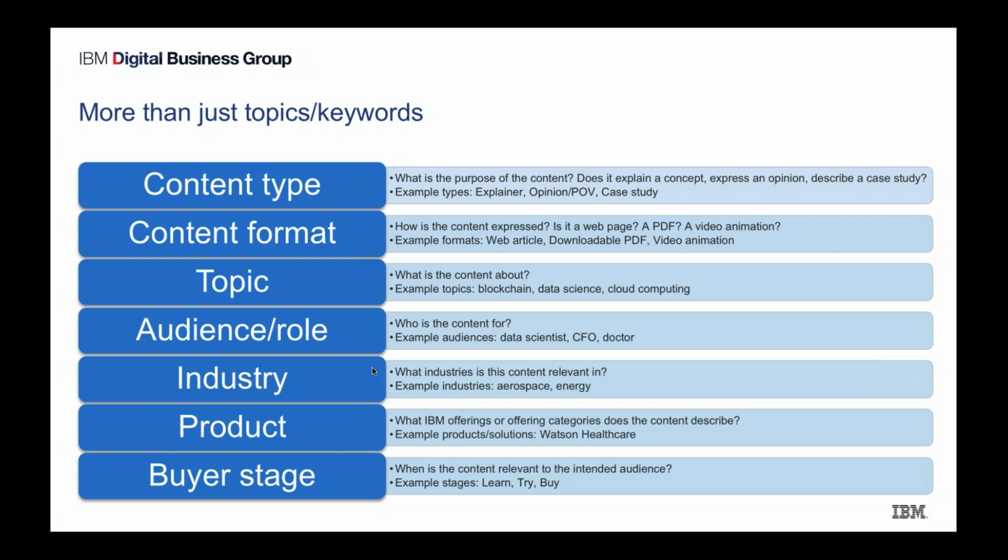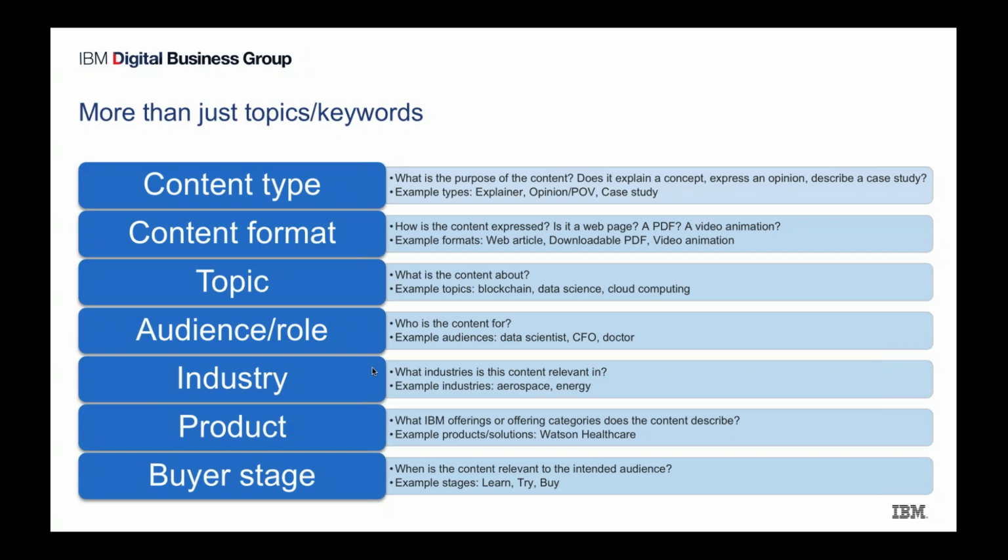Content format is how the content is expressed. It might be a web page, or a downloadable PDF, or a video animation that people access, download or view on the web. So you could have the same content type provided in multiple different ways. You might have an interview, for example, that is available as a web page transcription or a blog post. The same interview might be available as a podcast or as a video. But it's all an interview, and in actual fact it's the same interview. You're just providing access to it in different ways.